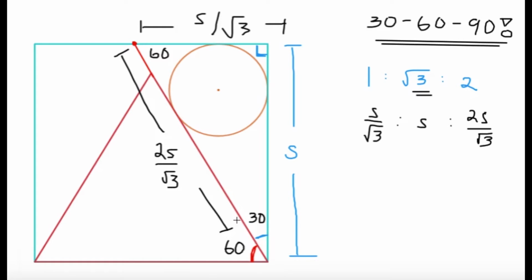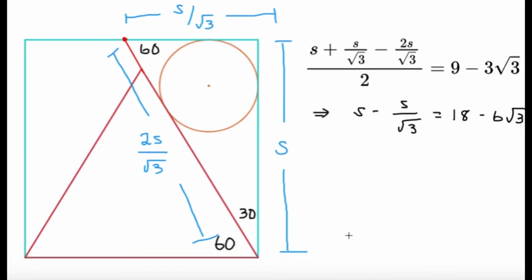Now, we have the formula for the inradius of a right triangle. The inradius is expressed in terms of the sides as a plus b minus c over 2, where c over here is the hypotenuse of the right triangle. So substituting these three values, and since we're given the inradius at the start, that's 9 minus 3 square root 3, we can put it in the equation.